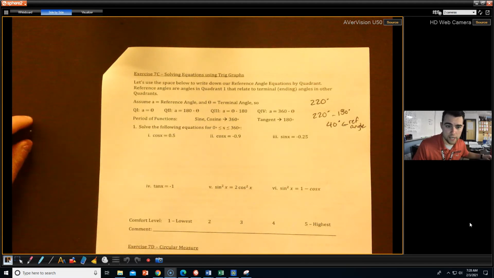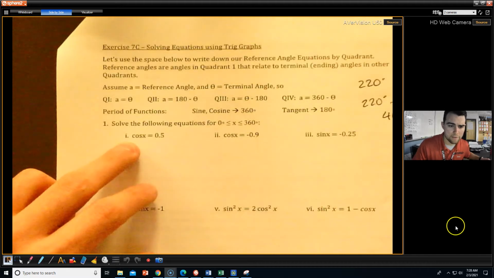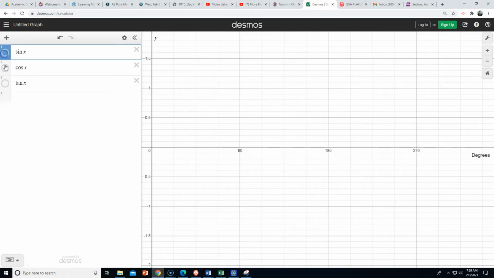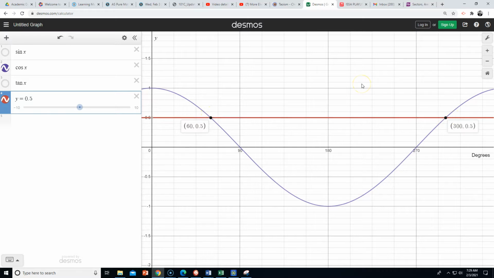Let's take a look at this first example, part 1, for cosine of x. I'm going to go to Desmos real quick and put on the cosine graph for us. Our problem was cosine x equals 0.5, so I'm going to put y equals 0.5 on there. If you look on our graph, we're going from 0 degrees to 360 degrees, where my computer screen ends. We are actually getting answers right here. We get 60 degrees and we get 300 degrees.